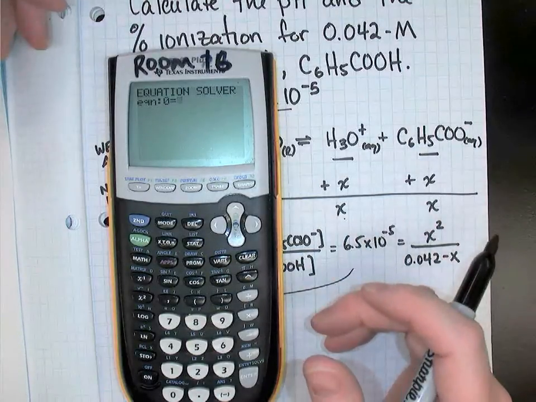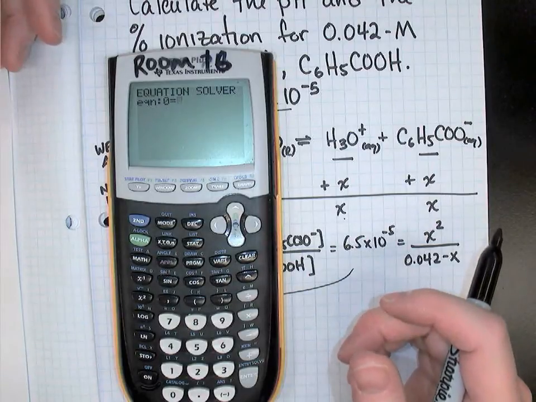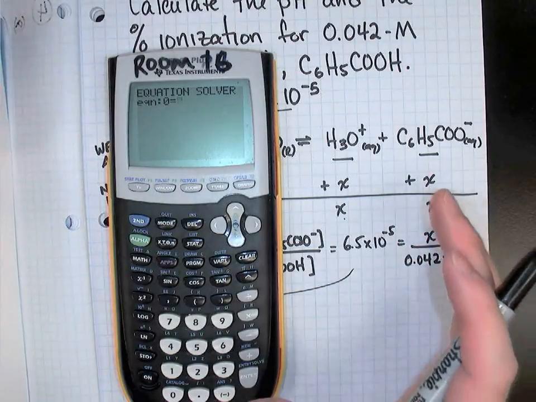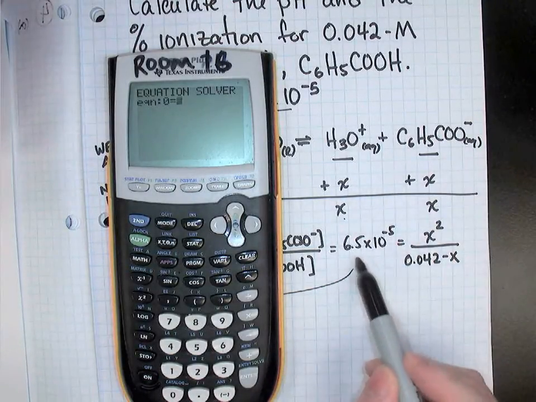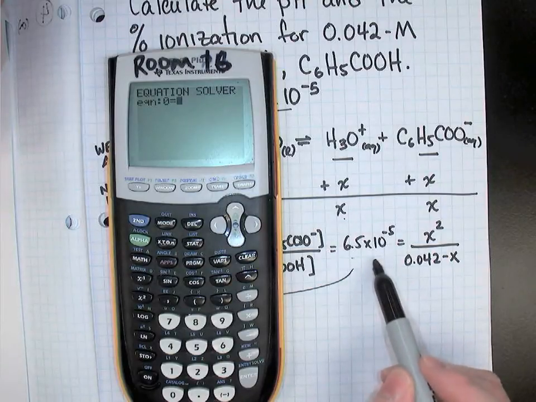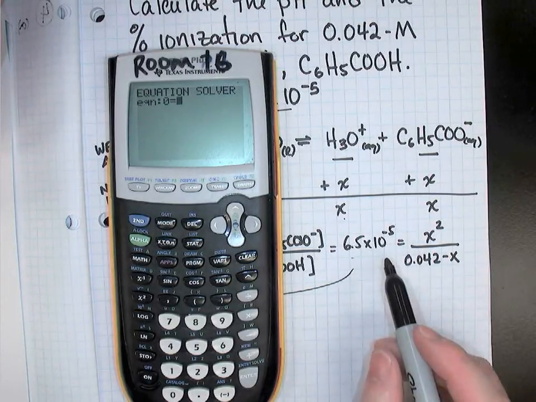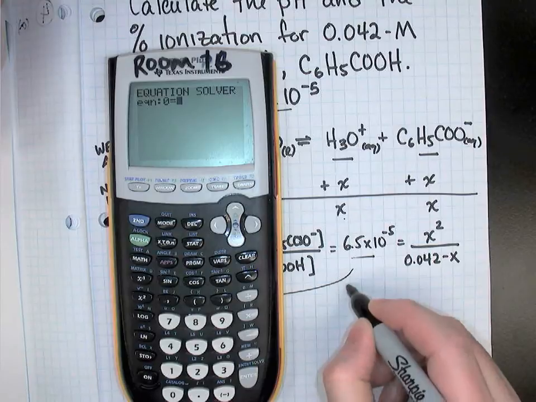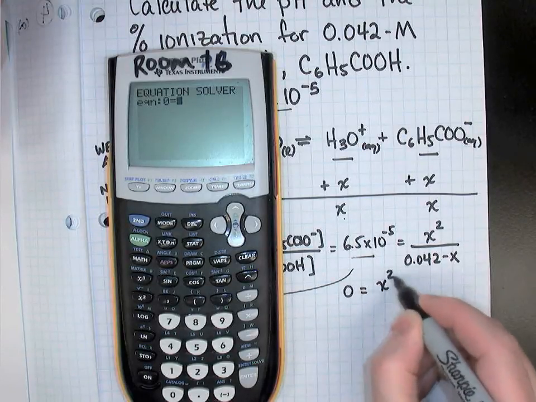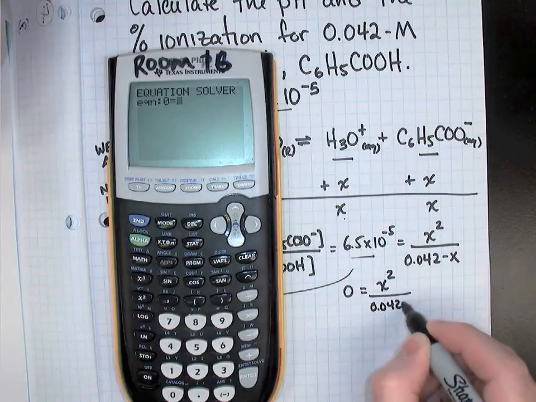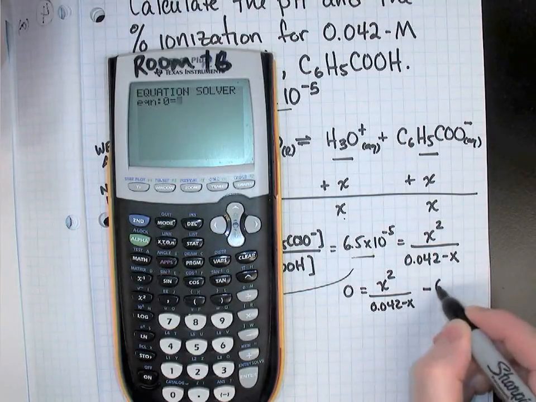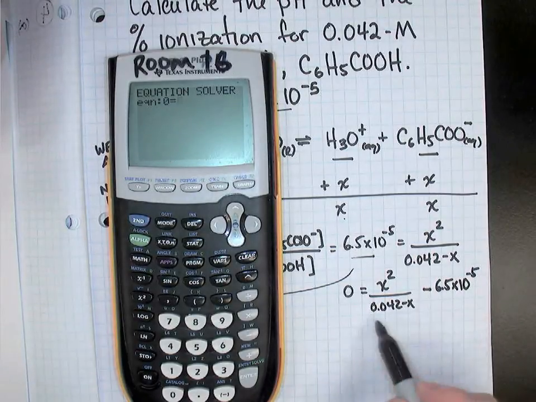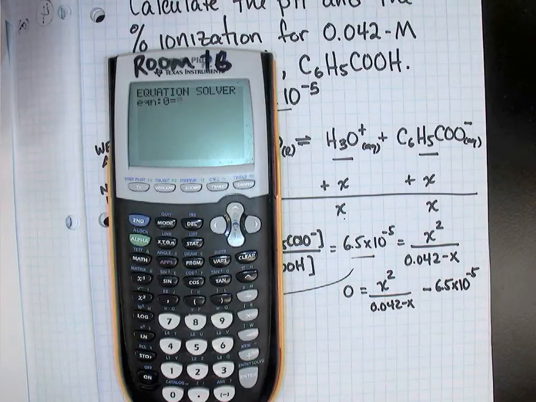So now this is what you'd see on a calculator where you're using the solver for the first time. Now you notice that it wants you to type in the equation, but it has to be in the form 0 equals. Our equation has 6.5 times 10 to the minus 5 equals. To make it say 0 equals, we'll just subtract the Ka value from both sides. What we'll be left with is 0 equals x squared over 0.042 take away x, and then minus the Ka value, 6.5 times 10 to the minus 5. So this equation that says 0 equals is what I'm going to type on the calculator.